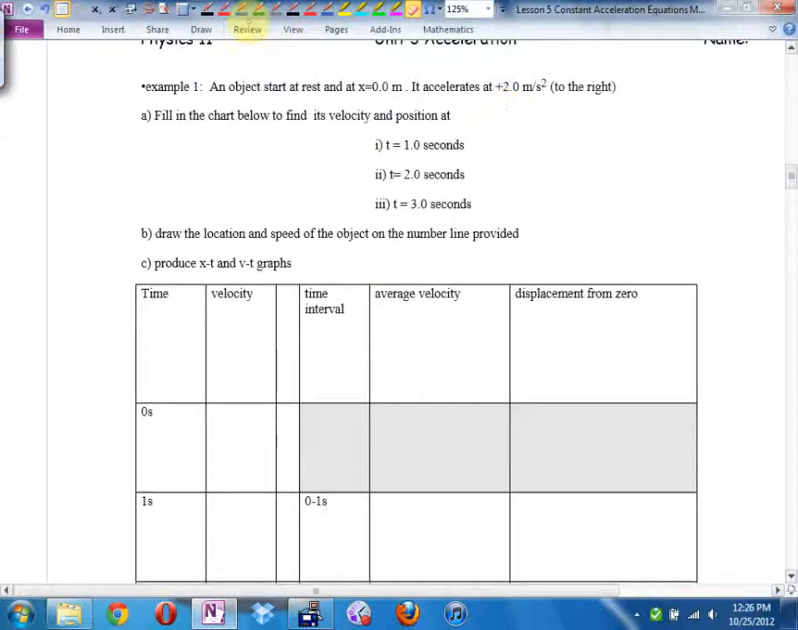We have an object starting at rest. You know what? I would underline the word at rest. That's important. And at 0,0, it's starting in the bottom left-hand corner of a graph, if I want to think about it that way. It accelerates at positive 2 meters per second squared. And I wrote in brackets, positive means to the right. Fill in the chart below.